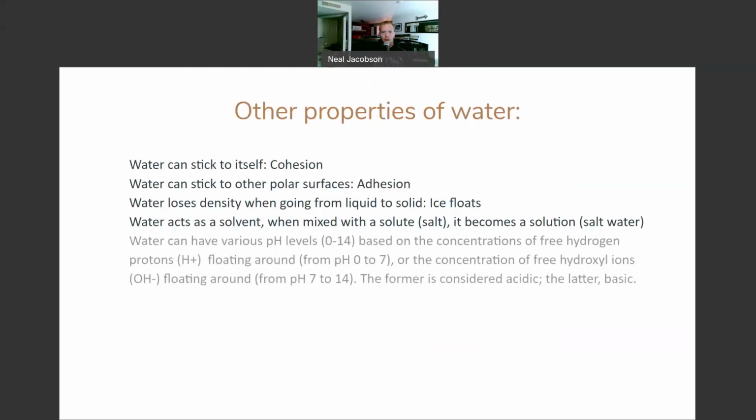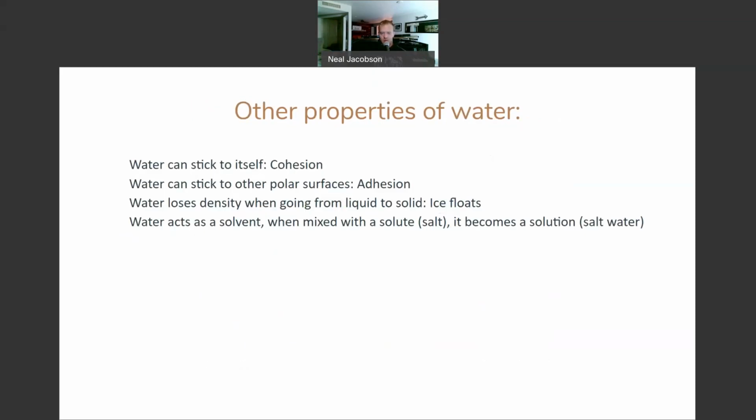Okay. And then there are these other properties. Water also acts like a solvent, and what that means is that you can dissolve things in it. So when we take water and mix it with a solute, something that will dissolve in a solvent, it becomes a solution, like salt water. We'll see this a lot. Your entire body is a solution because your body is made mostly of water.